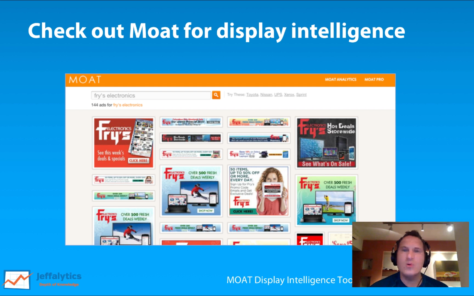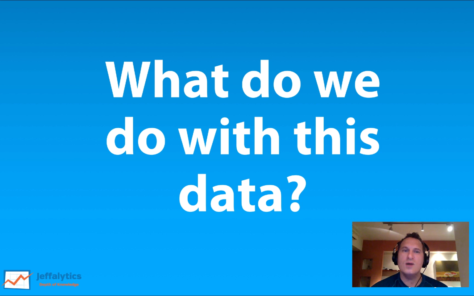And then there's also one called Moat for display intelligence. If you want to do some more information on display intelligence, I'd recommend you check out Moat as well.